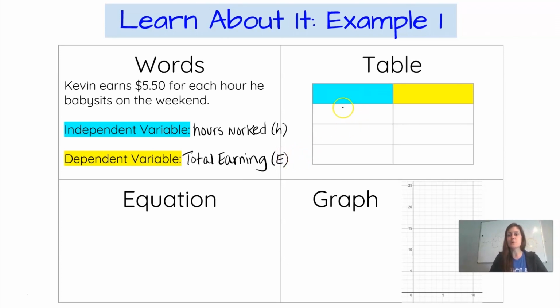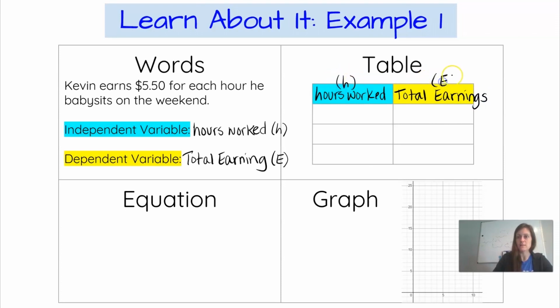So the next thing that I'm going to do is create a table of values that represents some specific instances about the number of hours that Kevin works. I'm going to begin by labeling the first row in my table with my independent and dependent variables. So my hours worked, I'm representing with an H, and my total earnings, I'm representing with an E. So I'm going to think about a couple situations that Kevin might be babysitting. He might be babysitting for 1 hour, he might babysit for 3 hours, or he might babysit for 4 hours.